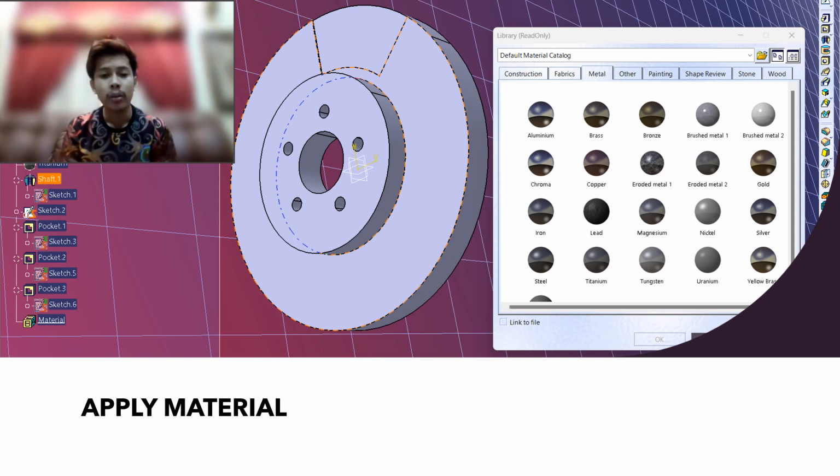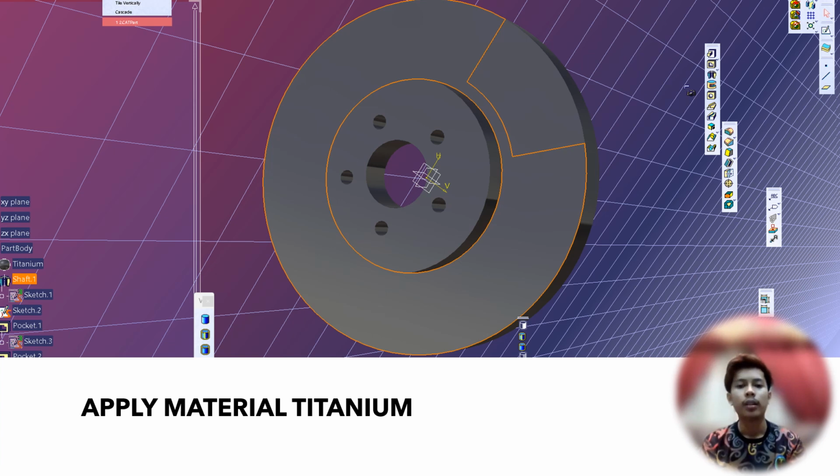Okay, next it is about applying material. CATIA software has already given us many materials that we can choose, such as aluminum. But after much consideration and discussion among our group members, we chose titanium for our brake because, in my group's opinion, titanium is suitable for a wide range of applications and highly resistant to chemicals. I think that's all for me, and my friend will continue on the next slide.